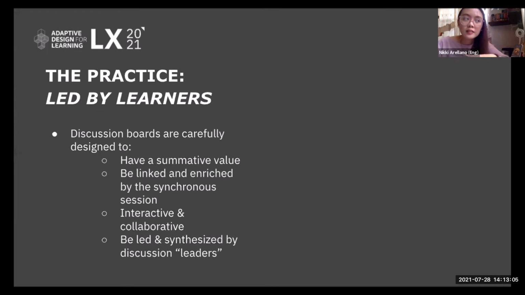It's a design of executing discussion boards that have these four things in mind. First, that discussion boards are carefully designed to have a summative value. I do not mean here that they're used for summative assessments. What I mean is that the questions are designed to allow the students to synthesize all the texts that they have read throughout the module, right? Number two, that these discussion boards are linked and enriched by the synchronous sessions.